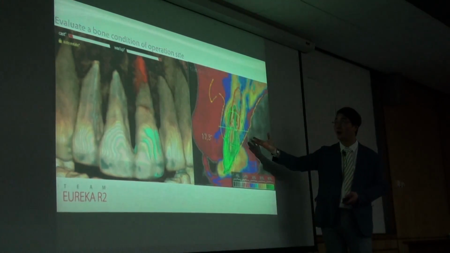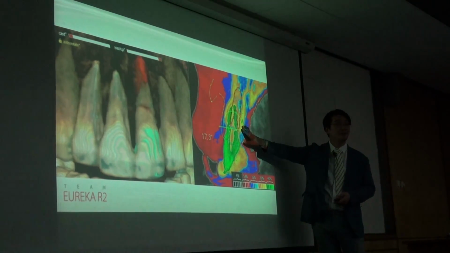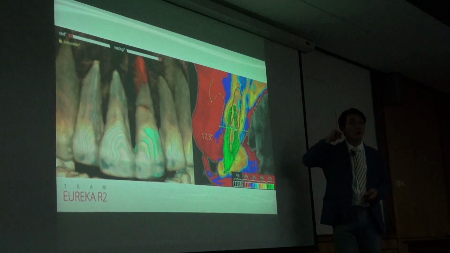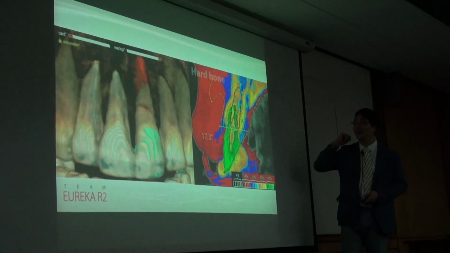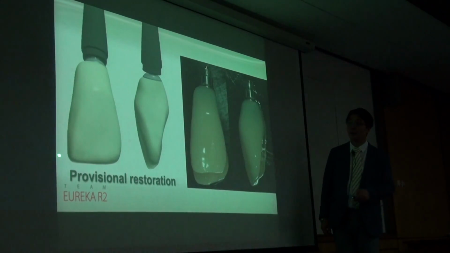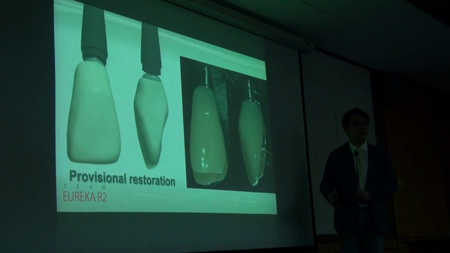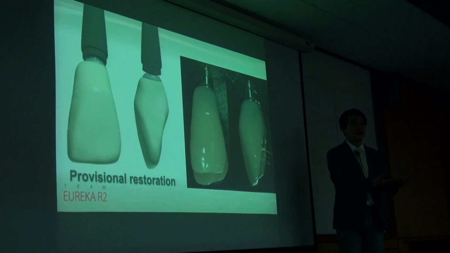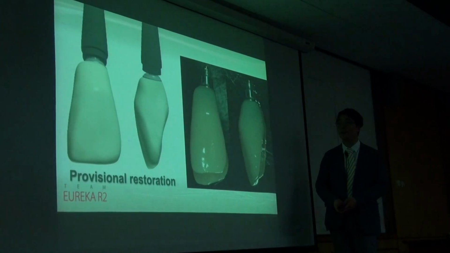So change color, how about this? This bone quality is very nice. So I also ordered the provisional restoration. So using a CAD program, they draw provisional restoration and build out like this. So before surgery stage, I prepared the stent, not only stent, but also provisional restoration.